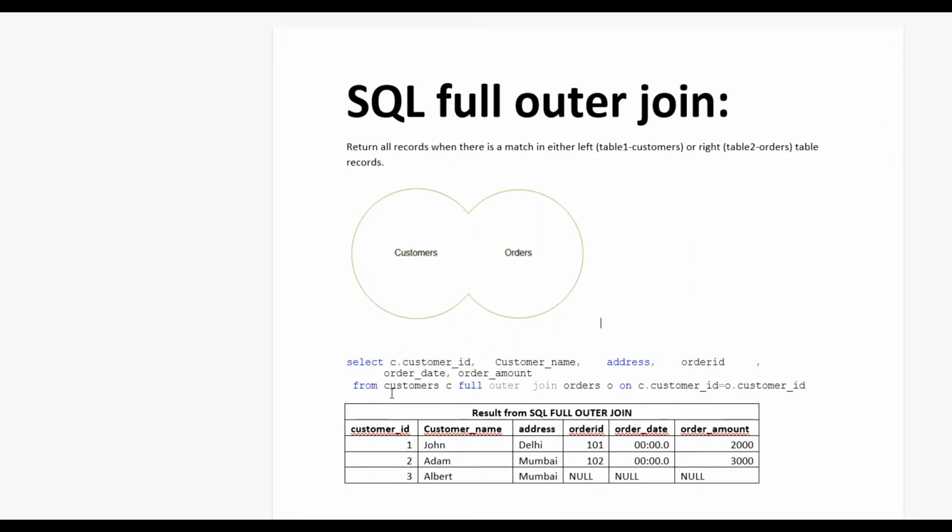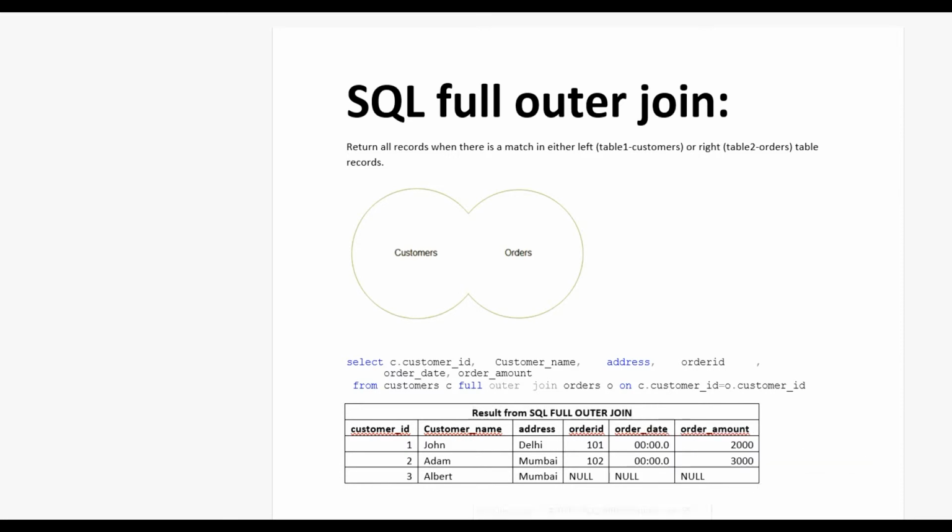Here we see the syntax. Select the column names which you want to show, from the customers table as C, full outer join the orders table as O, on C.customer_id equals O.customer_id. Here we get the result from the SQL full outer join.